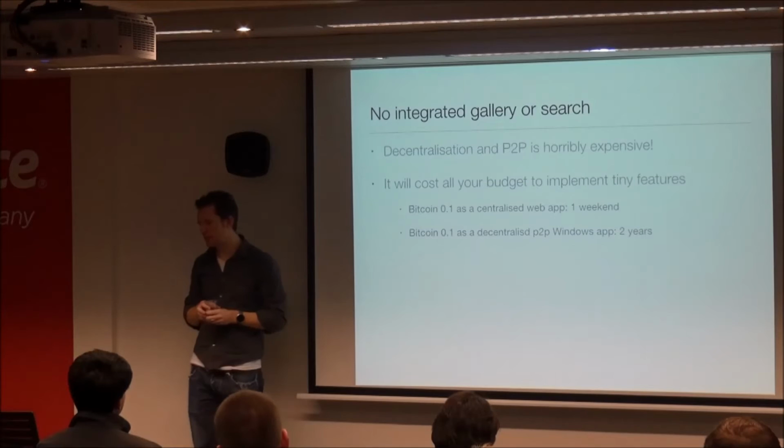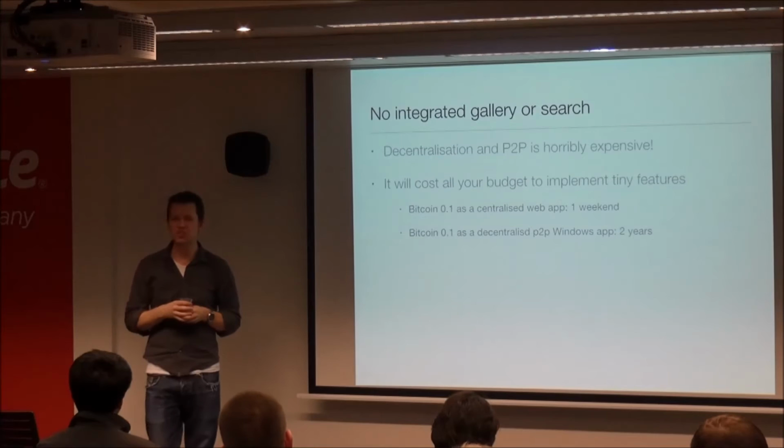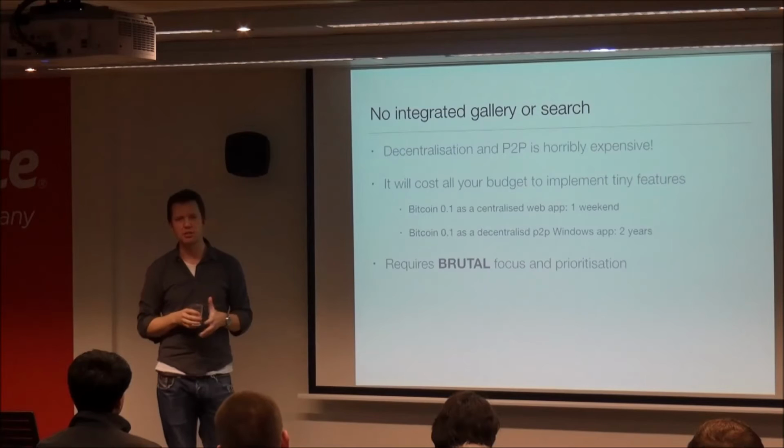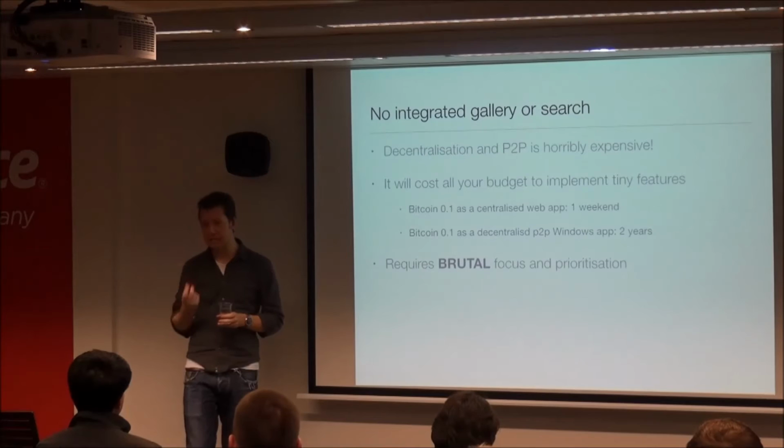Lighthouse has been called lean. That's a polite way of putting it. Feature light or lean. And the reason is that, because of this, you have to really focus and prioritize very, very aggressively in order to get something launched, to get something to the point where you can actually have users using it. You have to be really brutally focused.